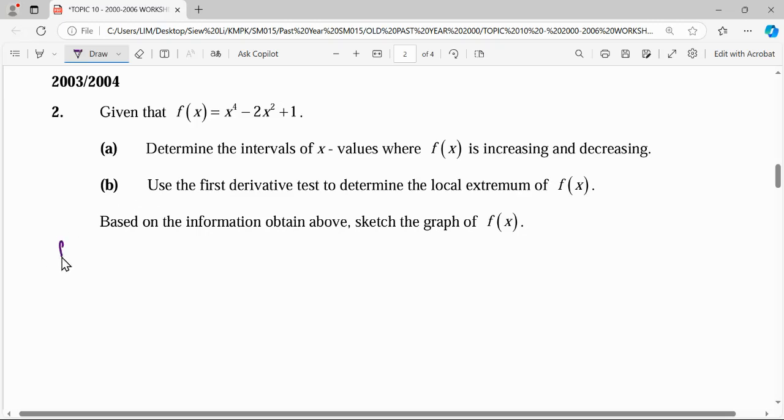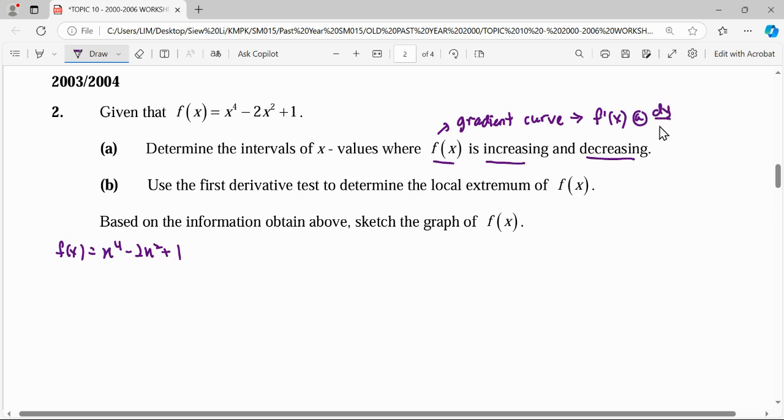So given that here is a function x to the power of 4 minus 2x squared plus 1, a polynomial function of degree 4. Determine the interval of x where the function is increasing and decreasing. To know where the function is increasing, we are referring to the gradient of the curve. The gradient of the curve is the first derivative of the function, or if you're using y, it is dy/dx.